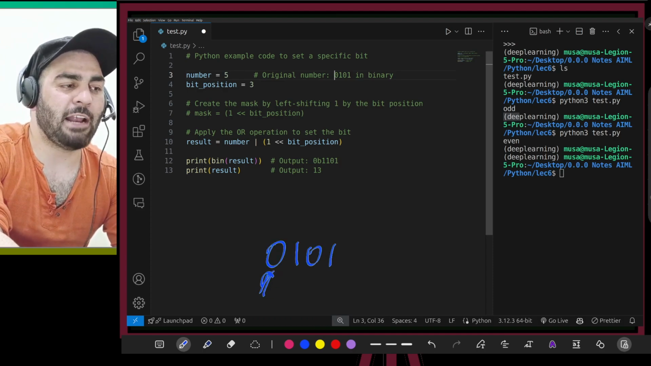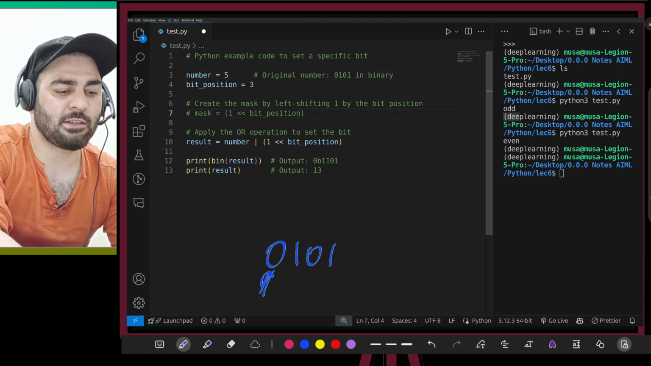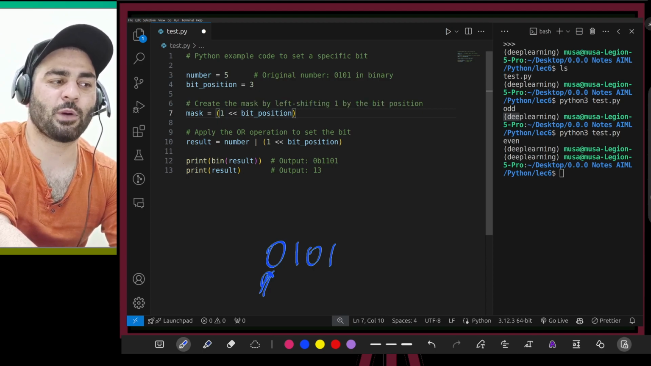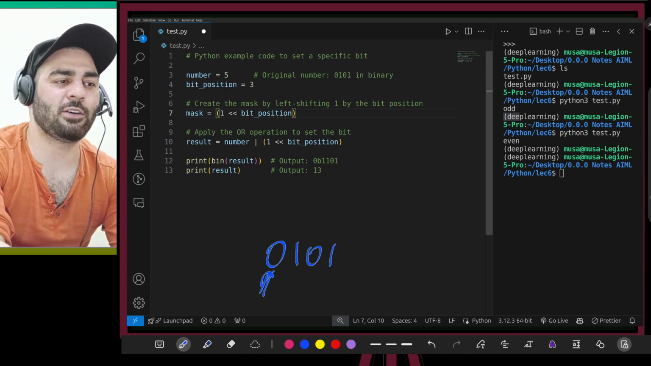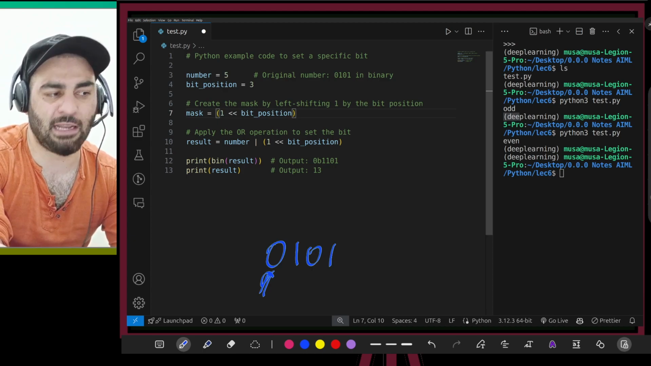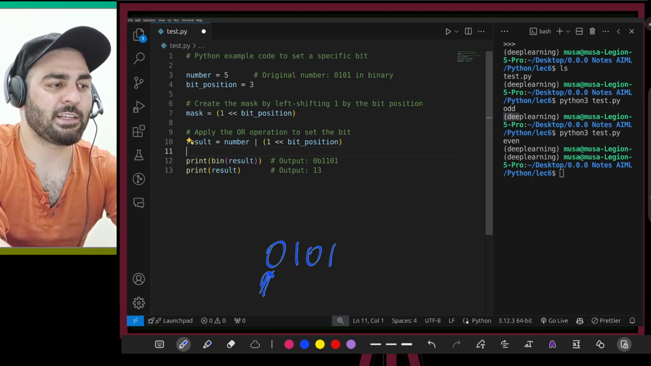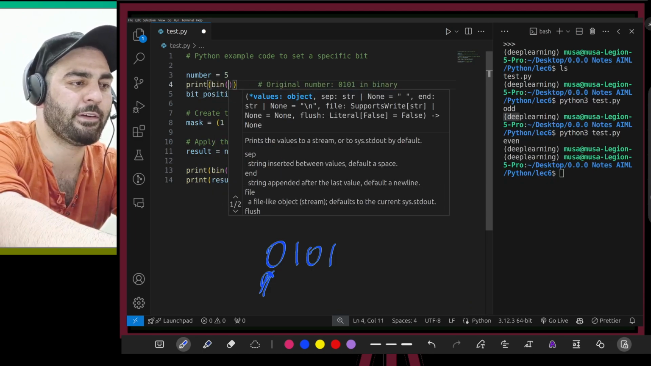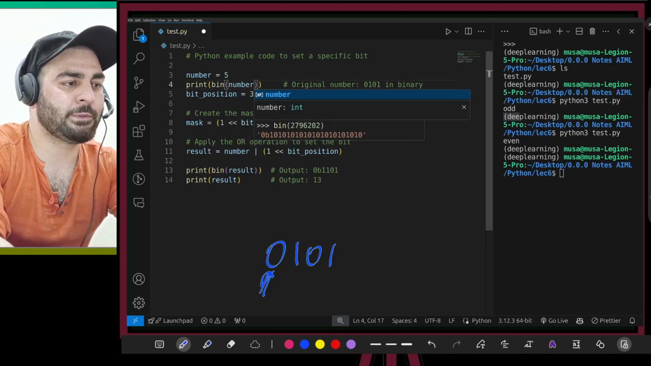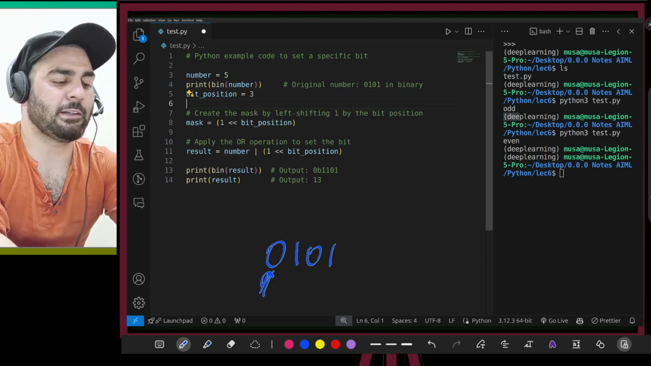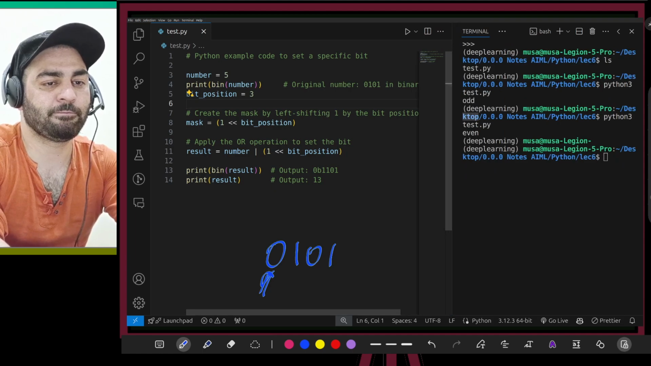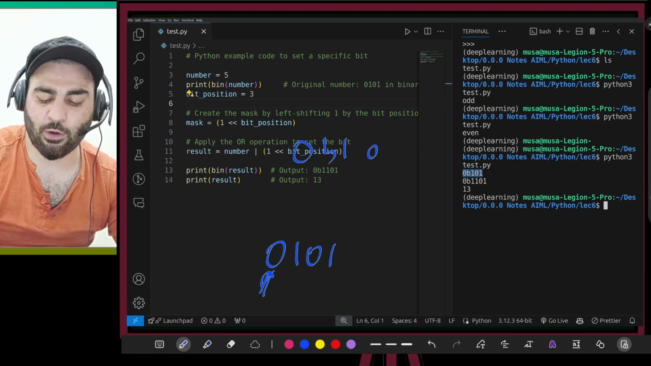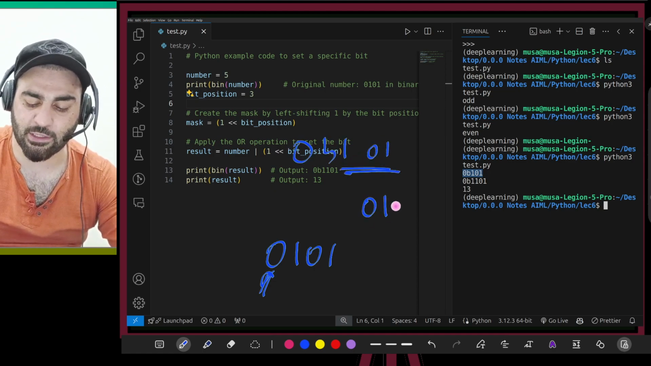So what I'll do is I'll first apply the mask. The mask is this, because I am taking this 1 and left shifting it by the bit position, that's 3. So I'll basically get 1 under that 0. Then I'll perform this OR operation. If I first print the binary of this number, binary of 5, and then also the binary of the result, let's now run this code. If you see over here, first it was 0b101. Basically it's showing only 3 bits, but we know that it is 0101, something like this.